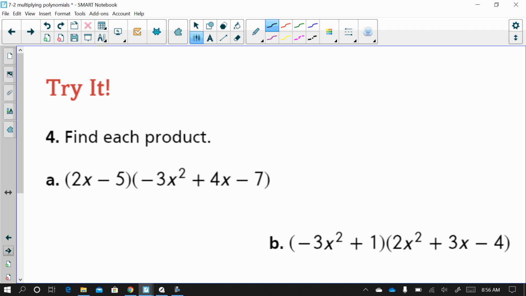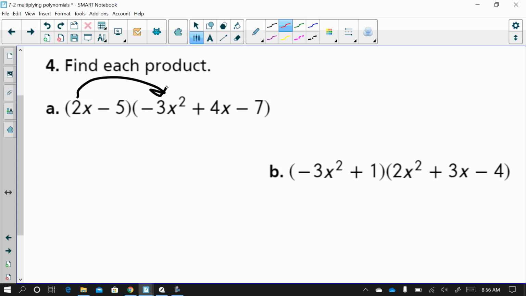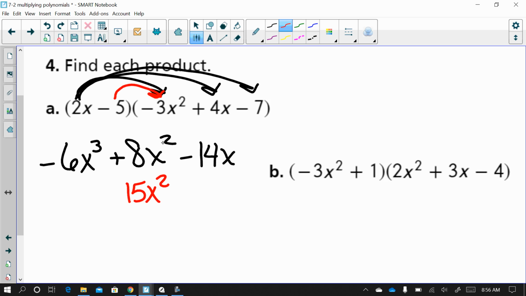Again, please pause the video and try these 2 problems. So again, we're going to distribute like crazy. Negative 6x cubed. 8x squared. Negative 14x. Negative 5 times negative 3x squared gives me a positive 15x squared. Again, I'm lining them up to make it easier to combine like terms. And negative 20x. A negative times a negative is a positive.